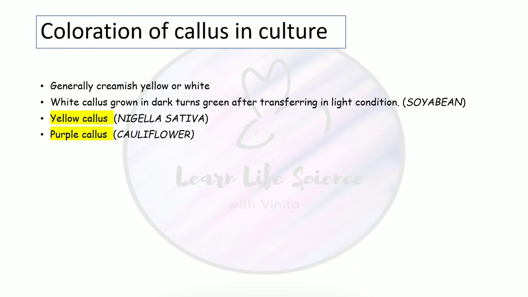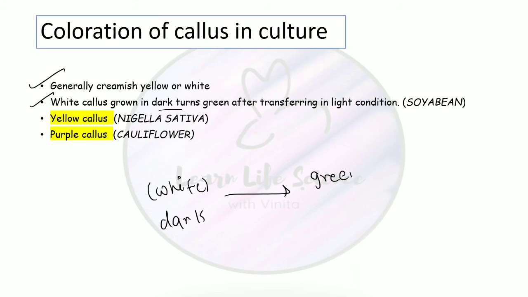Moving on next, different plants give different responses, meaning different structures and different coloration in culture conditions. For example, generally the callus is creamish yellow or white in color. But it has also been reported that white callus grown in dark turns green after transferring it to light conditions.